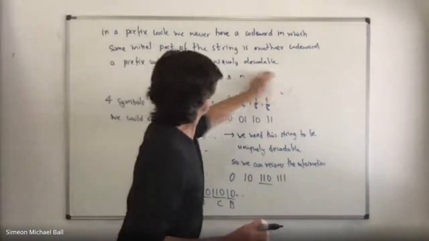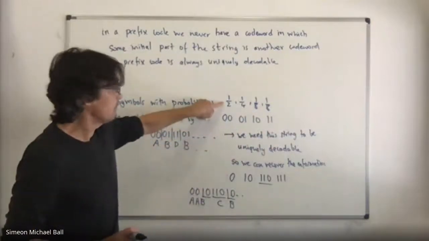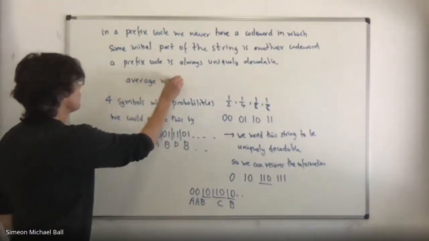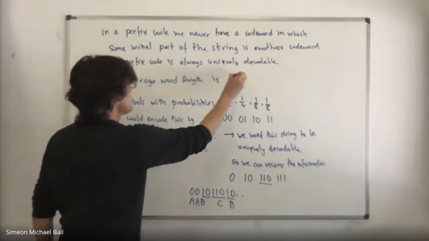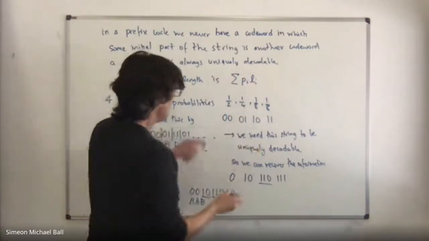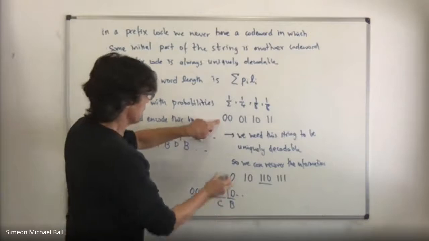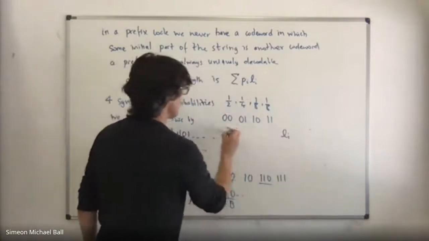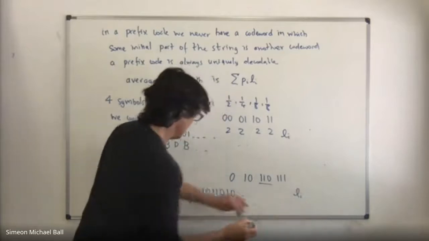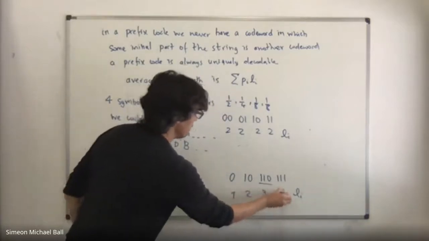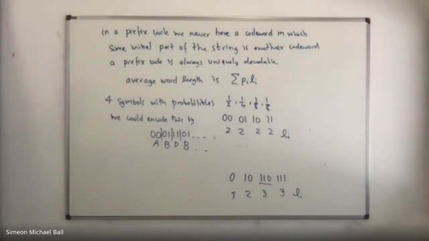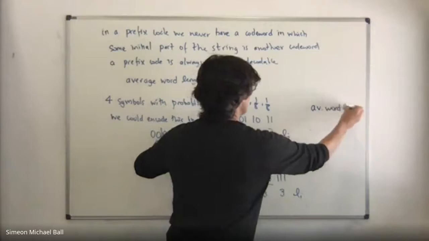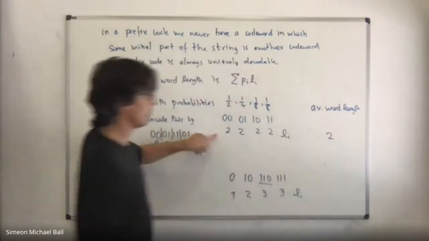Well, we should weight the length of the string by the probability. So the average, what we call the average word length, is the sum of p_i l_i, where l_i is the length of these things. Okay, so here we have l_i is 2, 2, 2, 2, and here l_i is 1, 2, 3, 3. So in this example, the average word length is going to be 2, obviously.